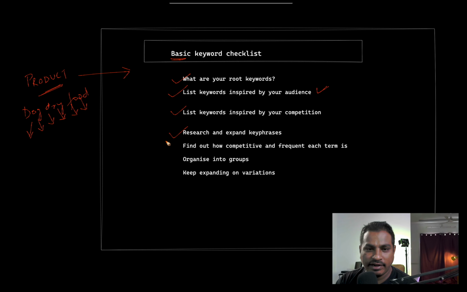Find out how competitive and frequent each term is. What I mean by that is, what is the competition for a keyword that you are choosing, and how frequently is it searched? If you look at your keyword tool, these are your monthly searches, how many people are searching for them each month, and competitiveness is whether the competition is high, low or medium.